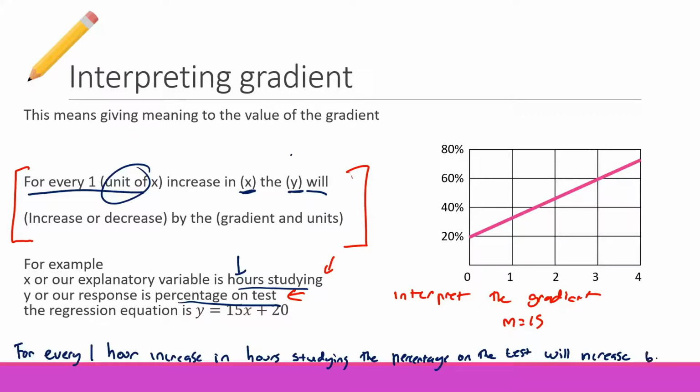By the gradient and units. So what's the gradient? The gradient is 15, by 15%. Perfect, and that's our interpretation. Maybe it should be by gradient and units. That's my bad there, but hopefully you get the idea.